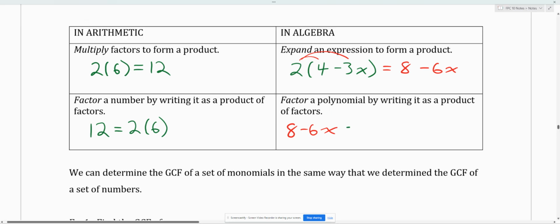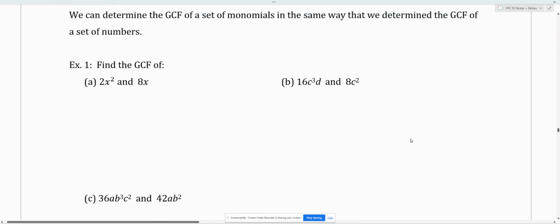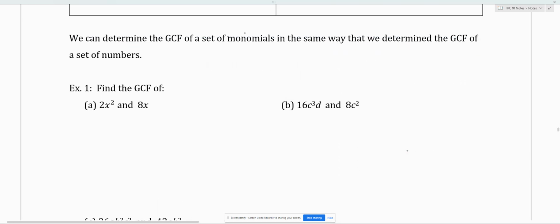That might be really clear with this easy example, but we're going to look at a few examples here and see if we can find a quick pattern to make our life a little easier. And this stuff does not take that long at all, and it'll be like riding a bike. All right, assuming you can ride a bike. Shouldn't make that assumption. So we can determine the GCF of a set of monomials.